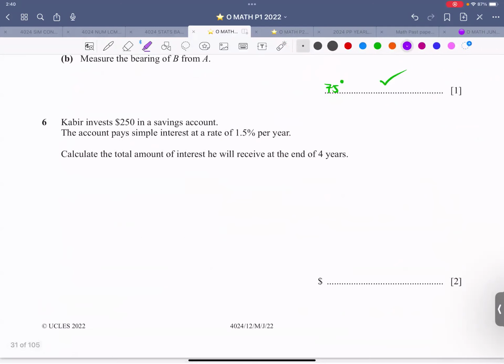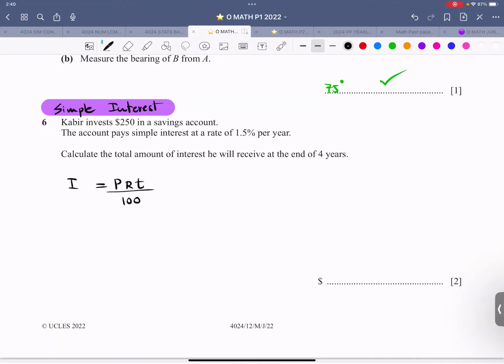Now this question is about either simple interest or compound interest. So this is simple interest. Before I get started, let me write down the formula. Simple interest is P R T over 100. P stands for the principal value, the amount that you invest. R stands for the rate, and T stands for the time period. Make sure the rate is according to the time period. What do I mean by that?